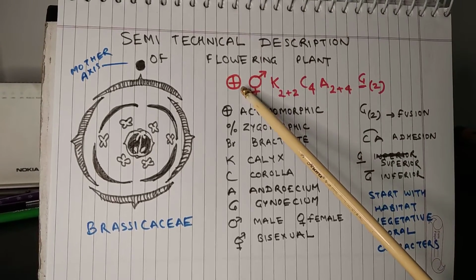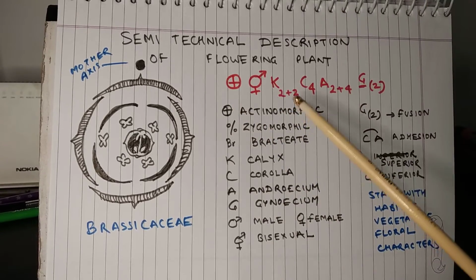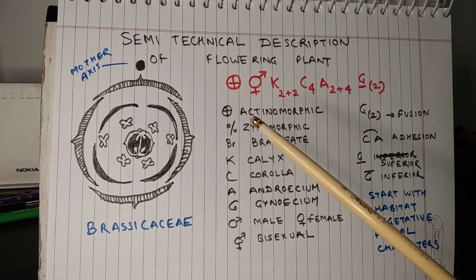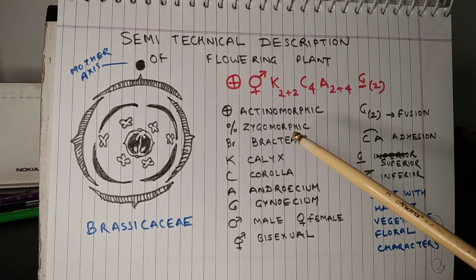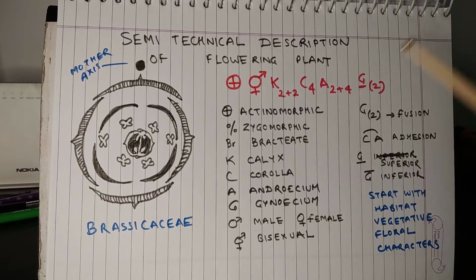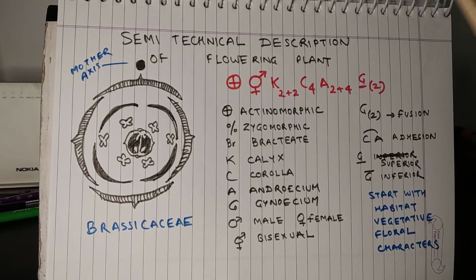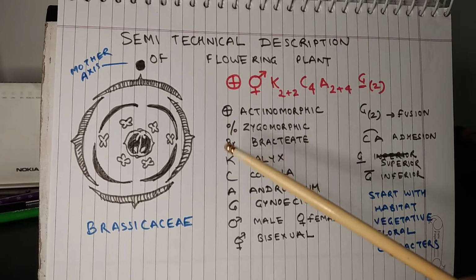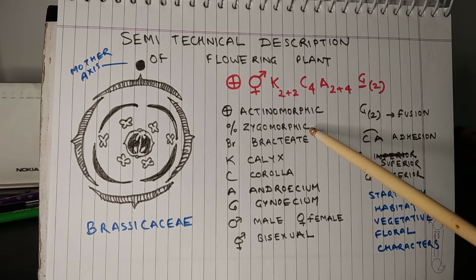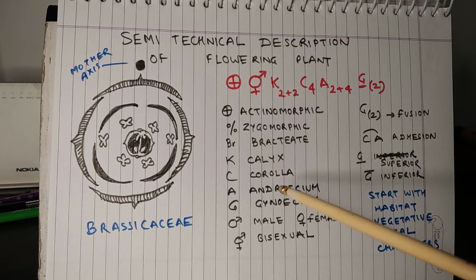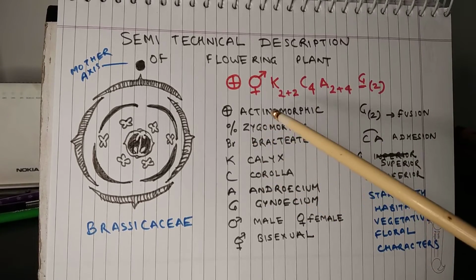There is a symbol with a plus sign inside a circle. This means an actinomorphic flower. Actinomorphic flower means that the flower has radial symmetry, so we can divide the flower into two equal halves through any axis. If there is a percentage sign, it means that the flower is zygomorphic, which means the flower is irregular, or it does not have radial symmetry. BR means a bracteate flower.